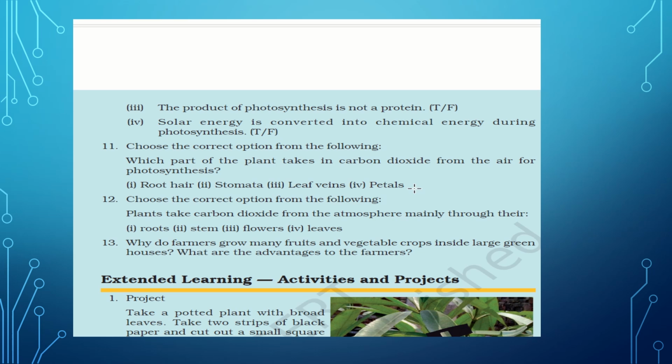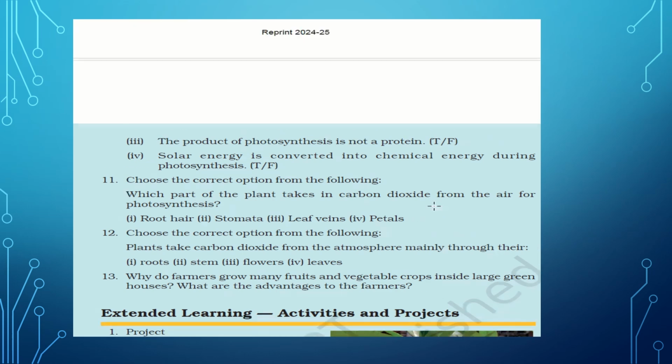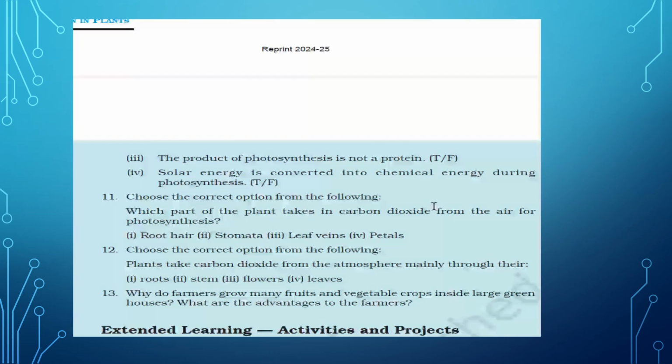Now choose the correct option from the following. Plants take carbon dioxide from the atmosphere mainly through their roots, stem, flowers or leaves. Why do farmers grow many fruit and vegetable crops inside large greenhouses, and what are the advantages to the farmers? There is an extended project and activities section that is not required actually. So take your answer book and write these answers, and then in the next session I'll be discussing the answers.